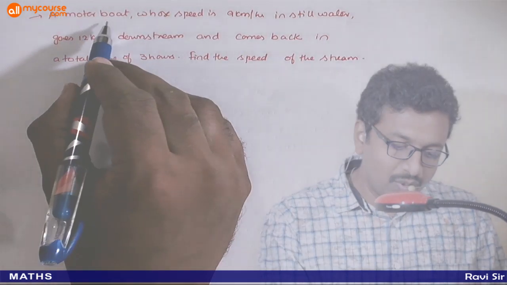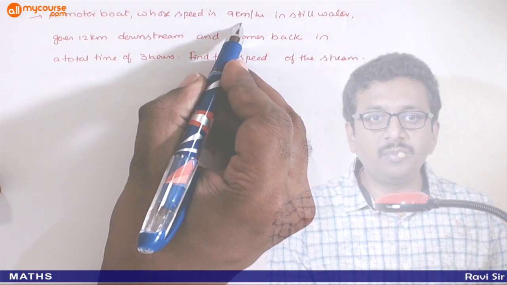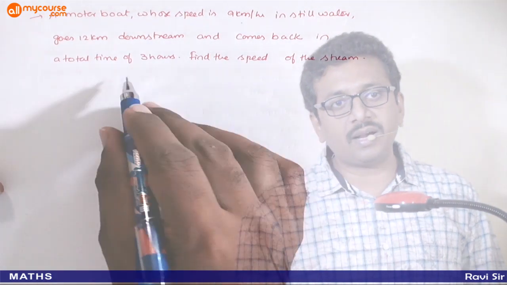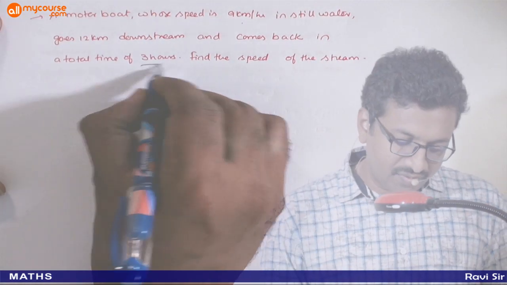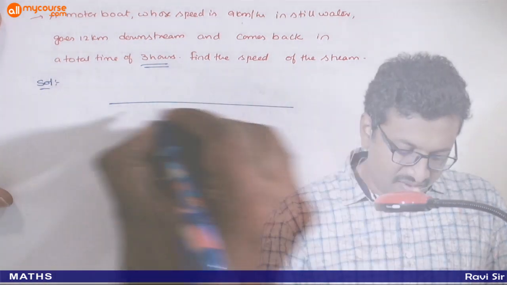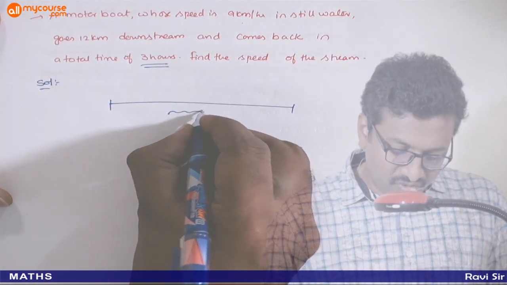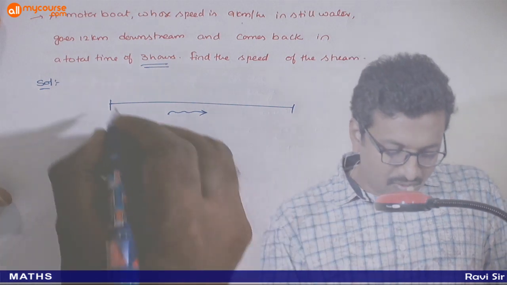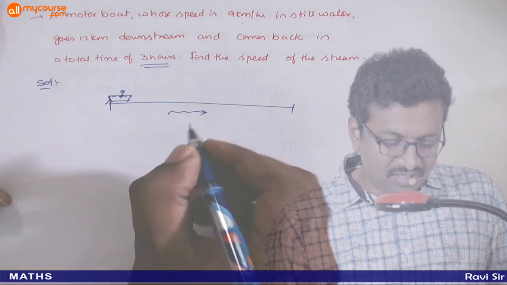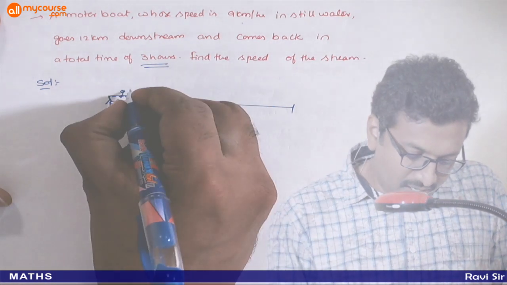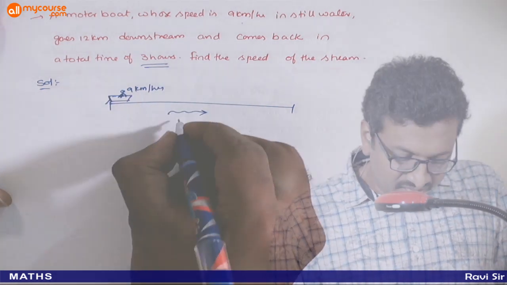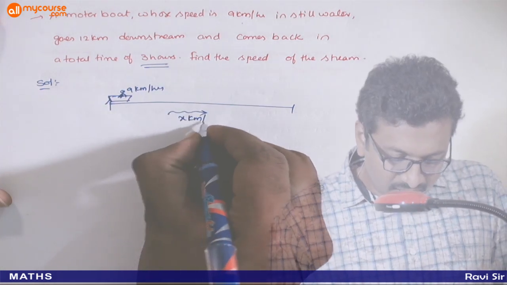A motor boat whose speed is 9 kilometers per hour in still water goes 12 kilometers downstream and comes back in a time of 3 hours. Find the speed of the stream. So you have a stream, assume it is flowing in this direction. You have a boat whose still water speed is 9 kilometers per hour. And the speed of the stream is unknown, x kilometers per hour.